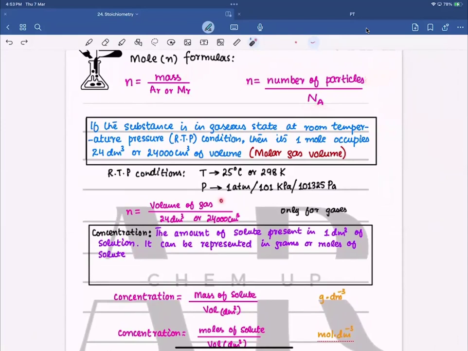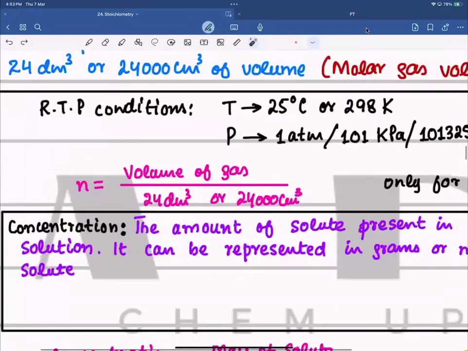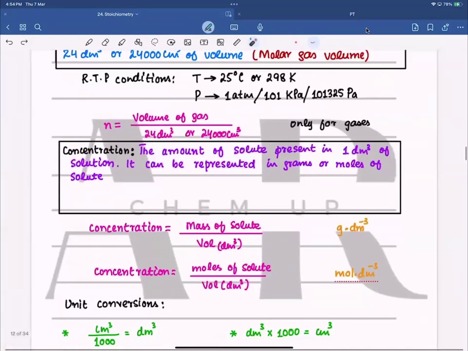If you are given the volume of a gas, you will divide that volume by 24 decimeter cube or 24,000 centimeter cube, and you will get the number of moles. It depends. For example, if the volume of gas is in centimeter cube, we will use this figure. And if the volume of the gas is given in decimeter cube, we will use this figure. After this, there is one other formula, concentration. Concentration has 2 units, either gram per decimeter cube or mole per decimeter cube. So from this, we can also find the moles by making the quantity the subject.